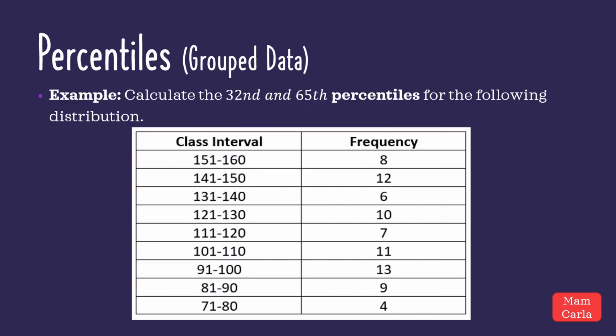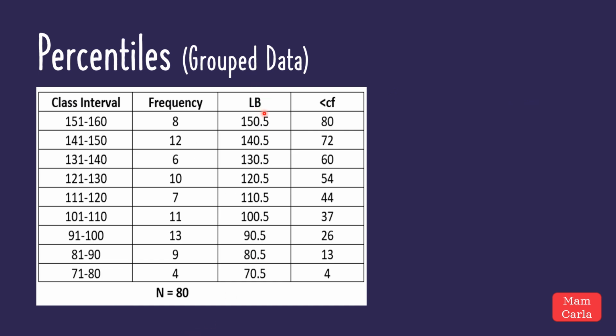Now let us deal with this example. Calculate the 32nd and 65th percentiles for the following distribution. First, we need to insert two columns for the lower boundaries and the less than cumulative frequencies. Lower boundaries are values obtained by subtracting 0.5 from the lower limit of each class interval. And the less than cumulative frequencies are obtained by copying first the frequency of the lowest class interval, so that is 4.